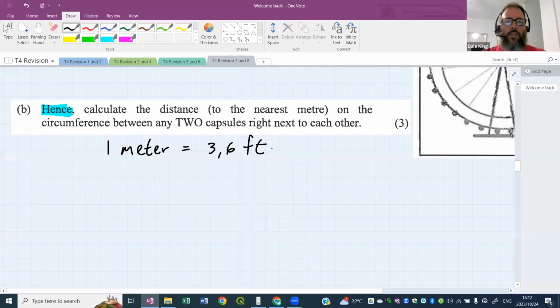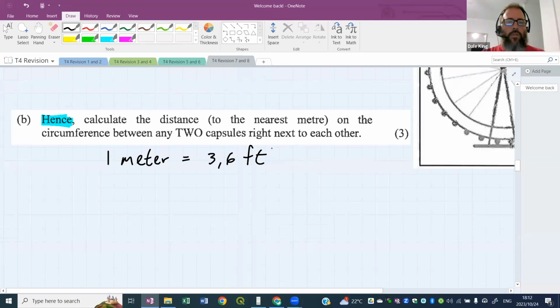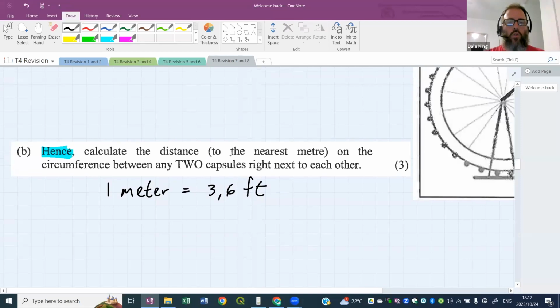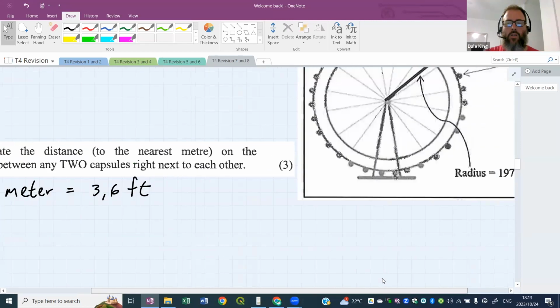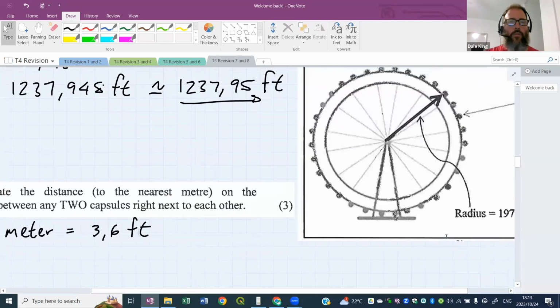So they say, hence, calculate the distance to the nearest meter on the circumference between any two capsules right next to each other. Let's understand what this means. If we look at this diagram, we can see there are capsules. I'm circling one, and there's another one there. What is the distance between these two capsules on the circumference? They want it in meters, so we're going to give it to them in meters.